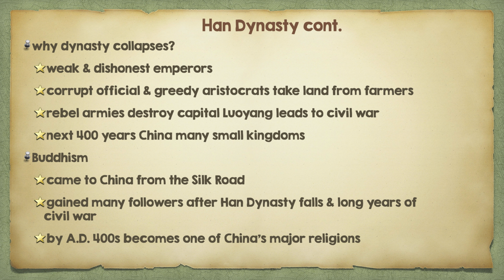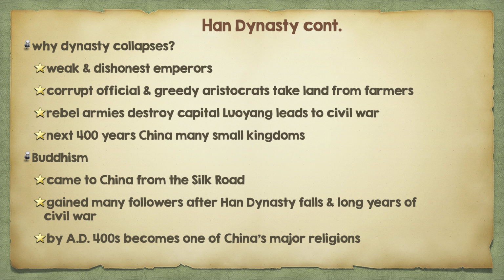All right, so why does the Han Dynasty eventually collapse? Well, as it always happens, eventually you're going to get some weaker or dishonest emperors. There's also a lot of problems with corruption within the government officials, and aristocrats taking advantage of the farmers and making them give up their land. And so basically, there's a rebel, Luoyang, and he, you know, does kind of overthrow, and then eventually it turns into like a civil war. And so basically, it's many, many years of fighting again.